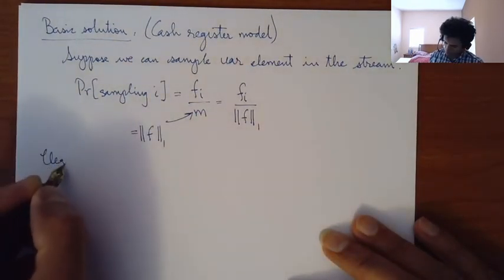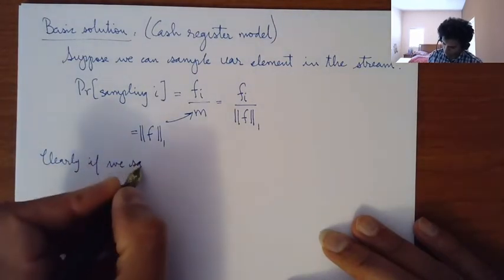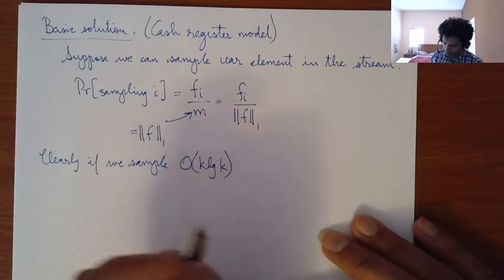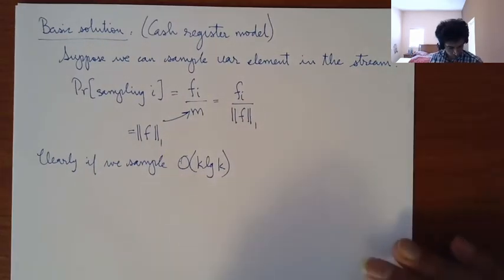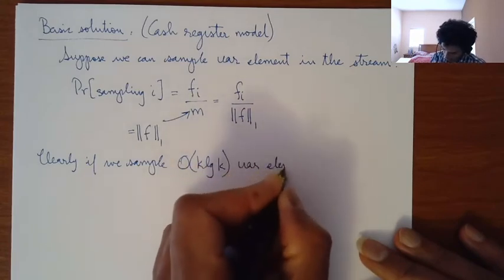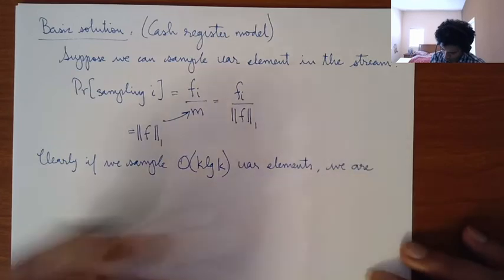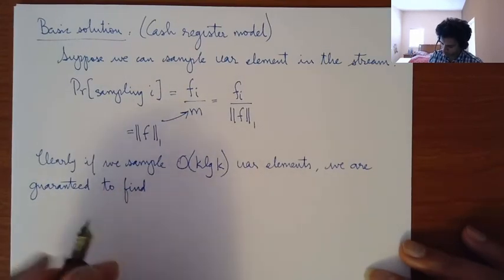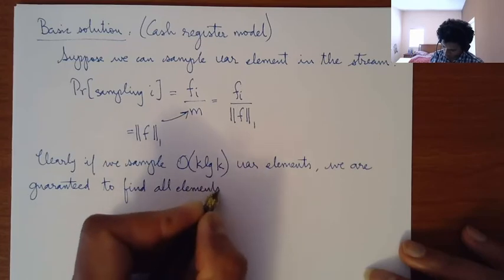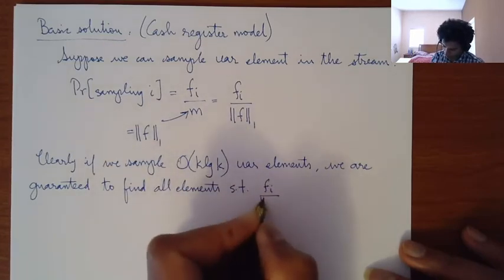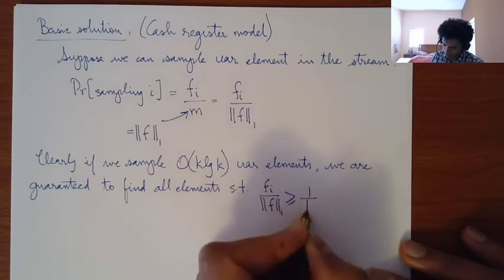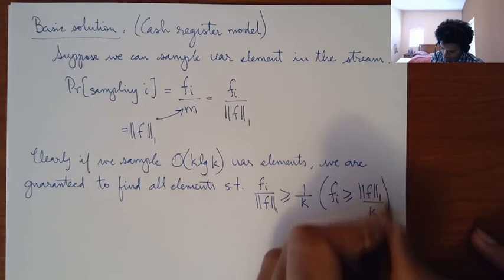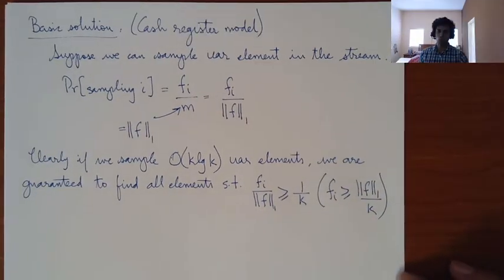So clearly, if we sample, let's say, O of k log k uniform at random elements, we are guaranteed to find all elements such that f of I divided by f is at least 1 over k, which is equivalent to saying that f of I is at least that. We're guaranteed to find all the elements such that this is true, right?